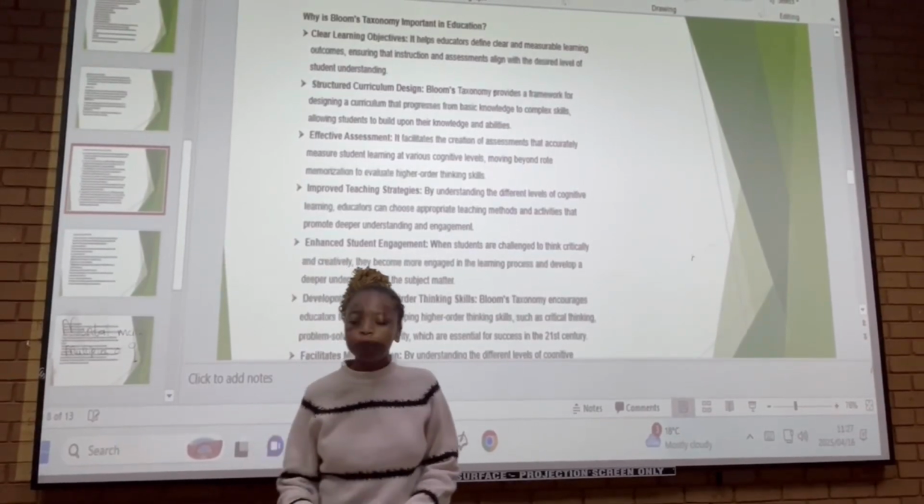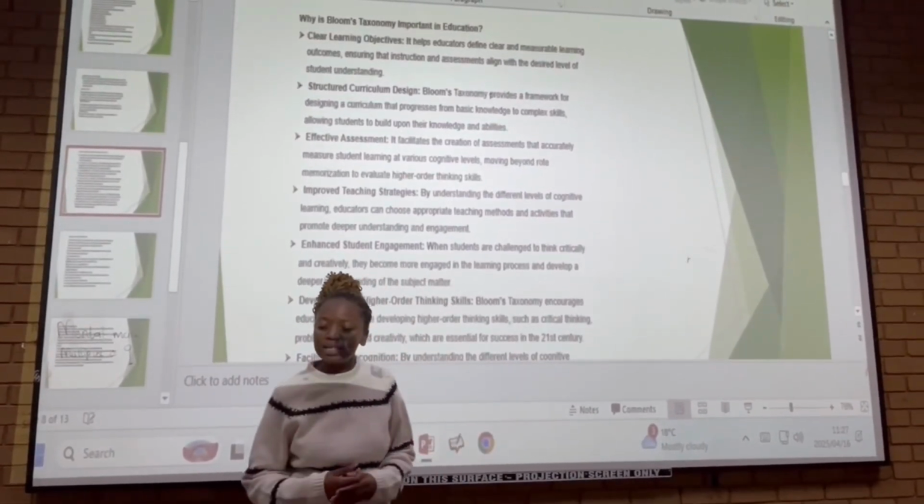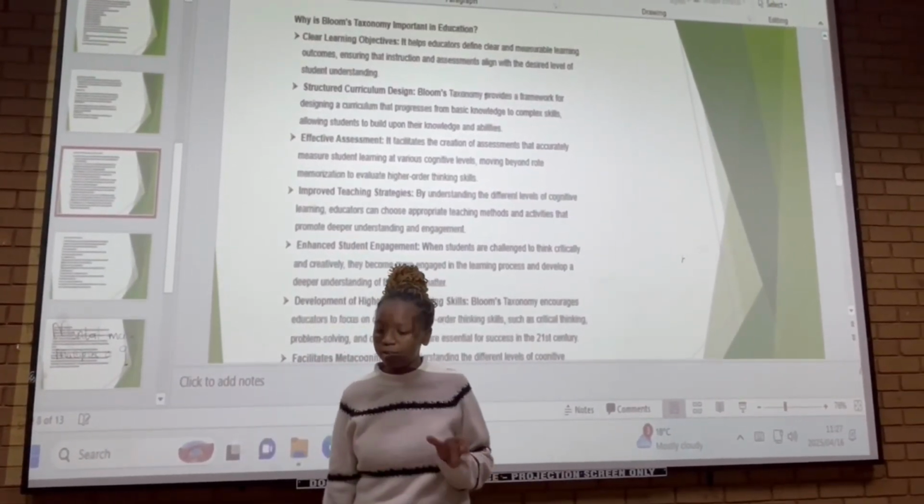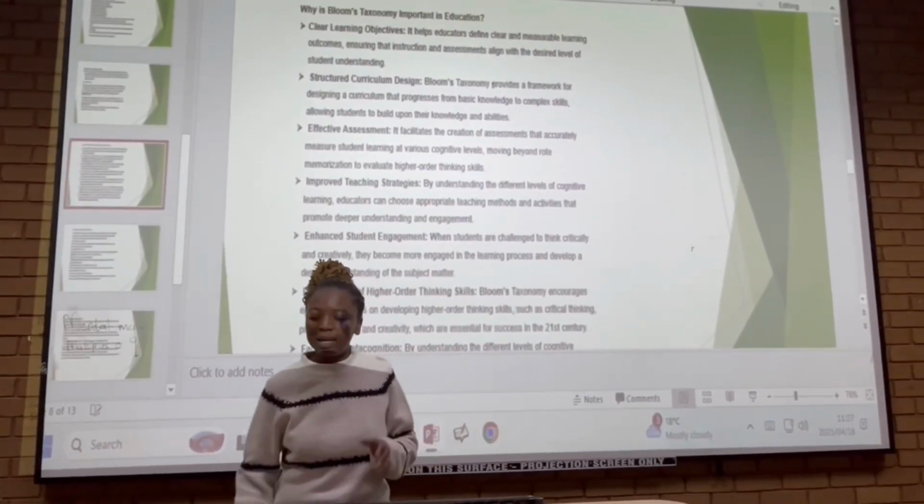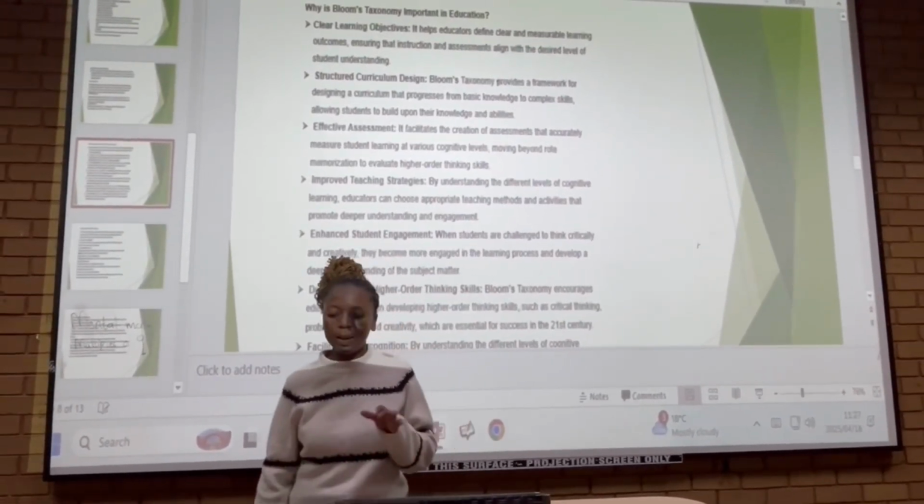Number four, improve teaching strategies. By understanding the different levels of cognition, educators can choose appropriate teaching methods and activities that promote deeper understanding and engagement.